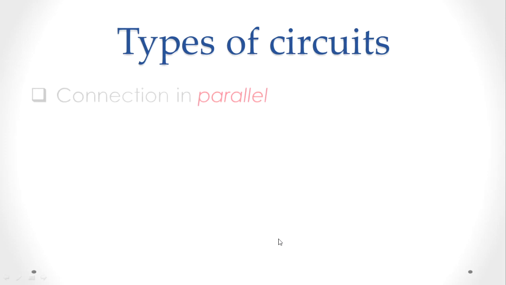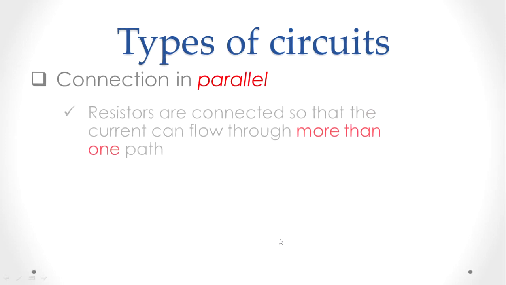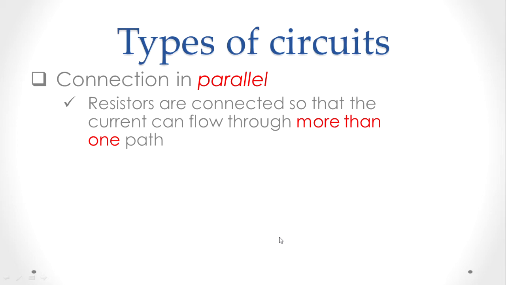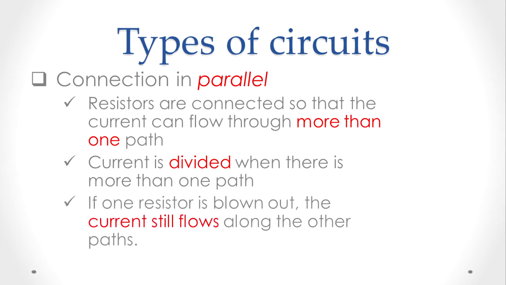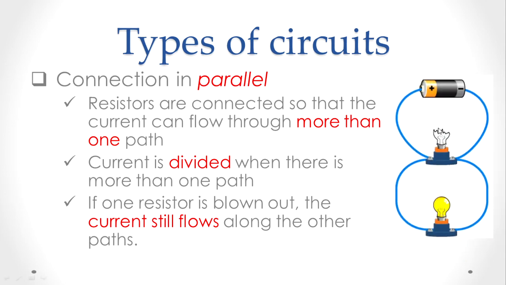And now looking at the parallel connection, resistors are connected so that the current can flow through more than one path, and the current will be divided when there's more than one path. There will be more on this topic in a video to follow. But current is divided in these paths, and if one resistor is blown out or is broken or malfunctions, the current still flows along the other paths. So if we look at this diagram here with these two light bulbs, if the one breaks or blows, then this one will still continue to work even though there's no current flowing through that one, because there's more than one path.